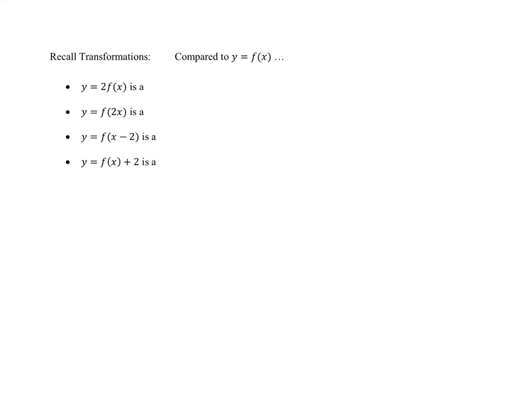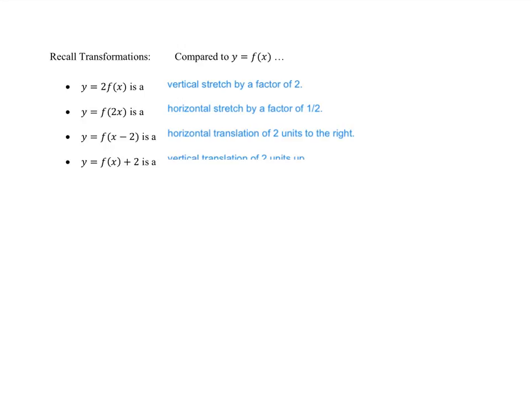So, if we have a function y equals f of x, if we compare to that function y equals 2 times f of x, then that is going to be a vertical stretch by a factor of 2. For y equals f of 2x, you'll recall that this is a horizontal stretch by a factor of a half. For y equals f of x minus 2, with the minus 2 in the parentheses with the x, that'll give us a horizontal translation of 2 units to the right. And finally, if we have y equals f of x plus 2, where the plus 2 is outside of the function, then that's going to be a vertical translation of 2 units up. So we're going to look at these same ideas as they apply to a sine graph.